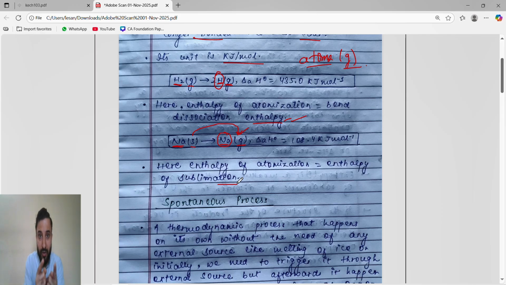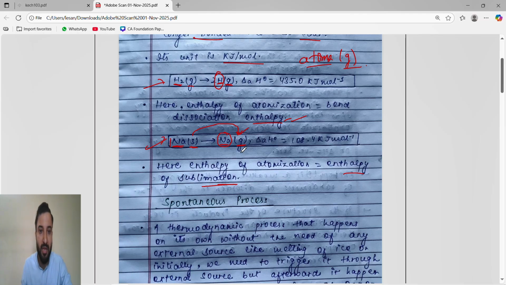So enthalpy of atomization here is not only equal to bond dissociation enthalpy, because here you can see we are converting 1 mole of sodium atoms into 1 mole of sodium only, but we are converting from solid phase to gas phase. If you are converting the solid phase to gas phase, we will say enthalpy of sublimation. So in this process we get both, and enthalpy of atomization differs. That's why I said enthalpy of atomization depends.